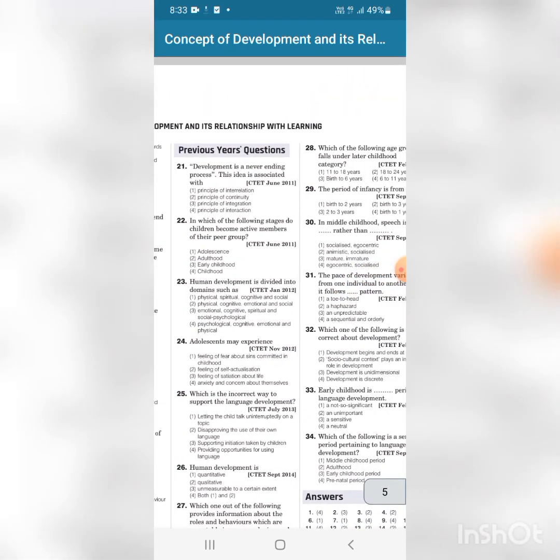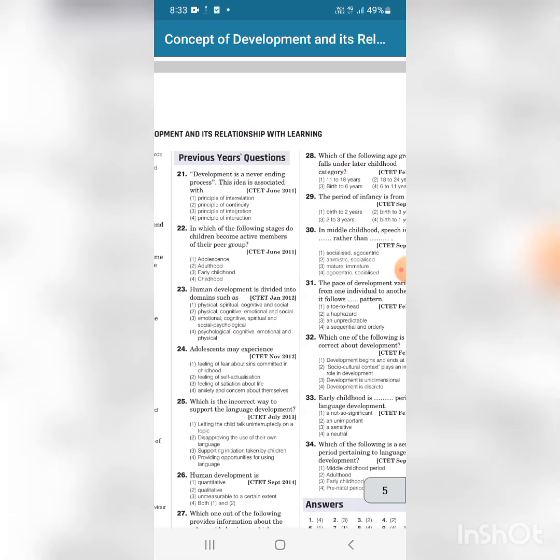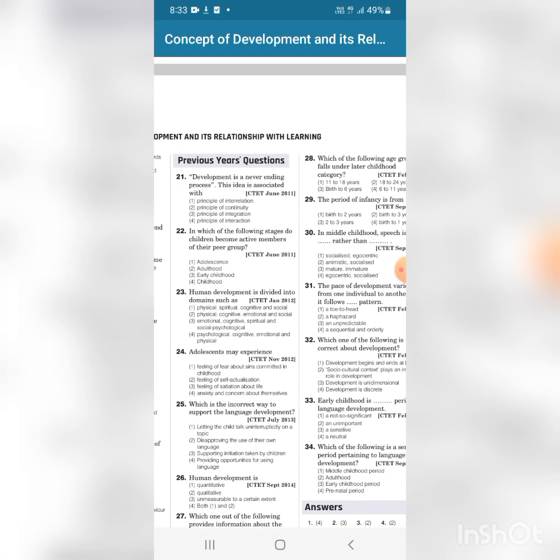Now, question number 21. Development is a never ending process. This idea is associated with, the answer would be 2, principle of continuity, as development is a continuous process. Question number 22. In which of the following stages do children become active members of their peer group? The answer would be adolescence.